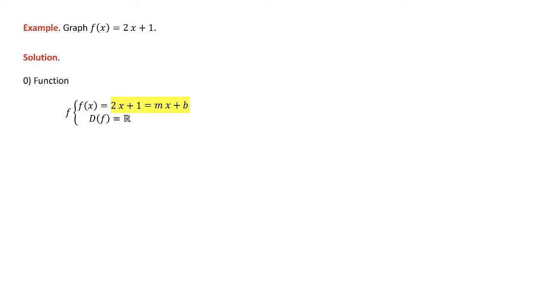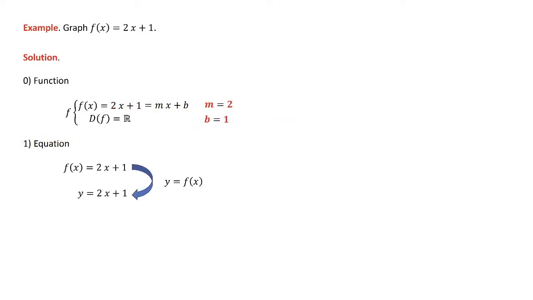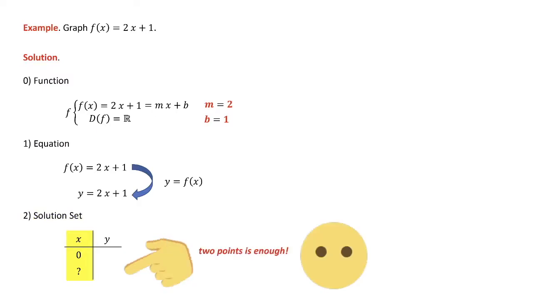Take the time to do the preliminaries first. My slope is 2. My m is 2. b is 1. Convert it into the equation of a line. Now again, here's the idea of the solution set. Fight smarter, not harder. Notice I picked x is 0. Why do I pick x is 0?